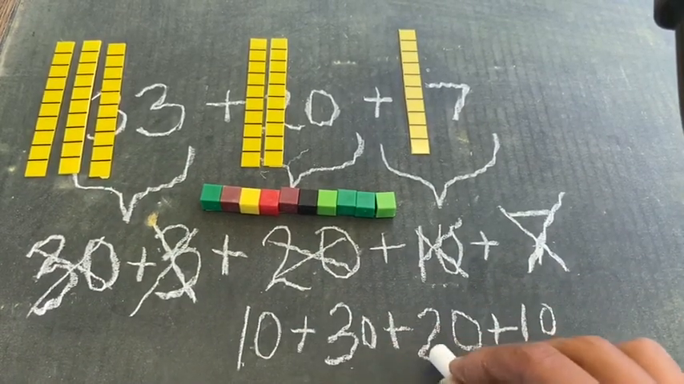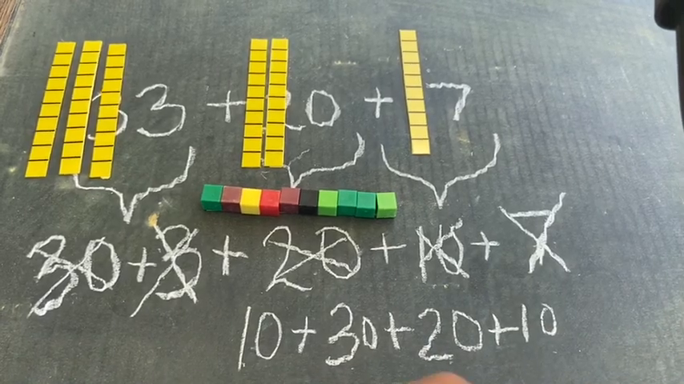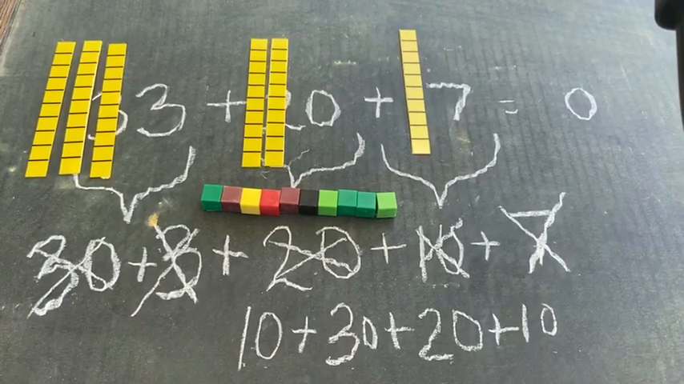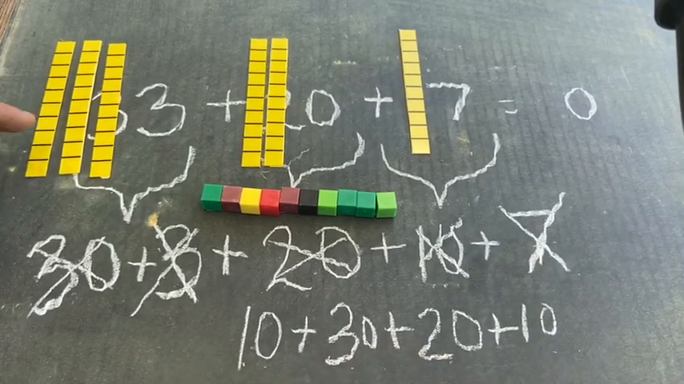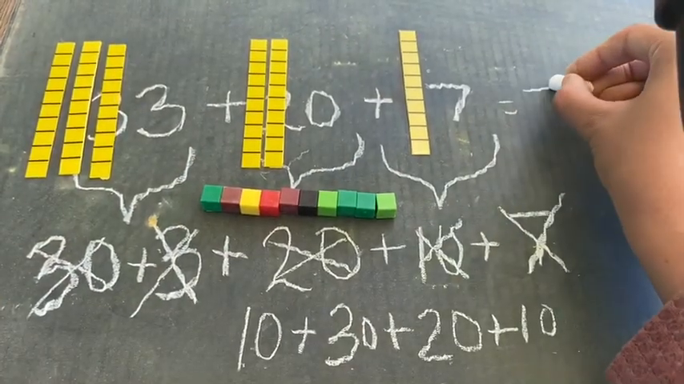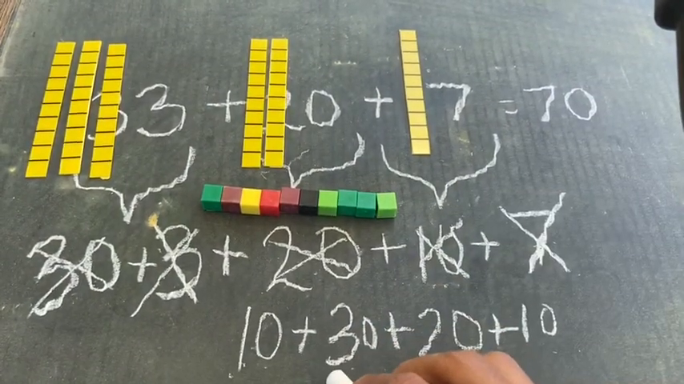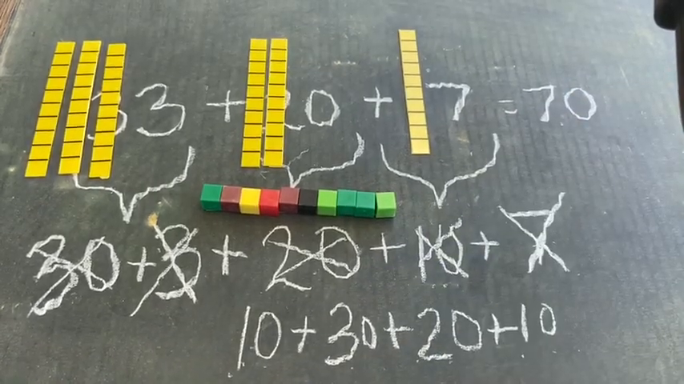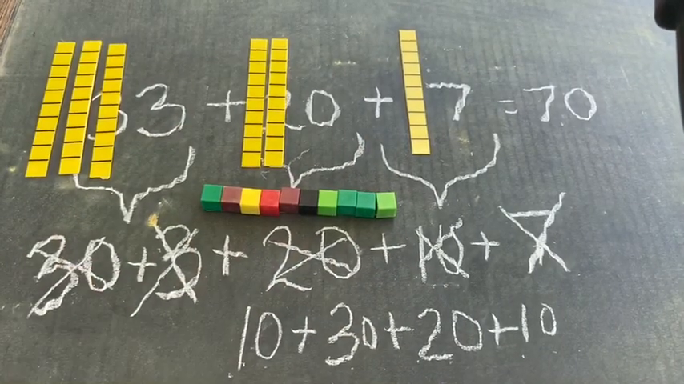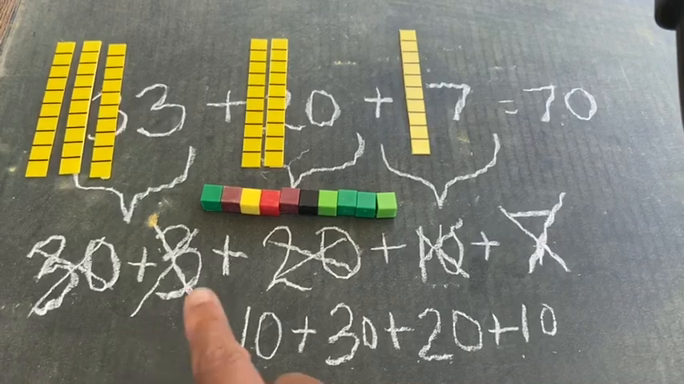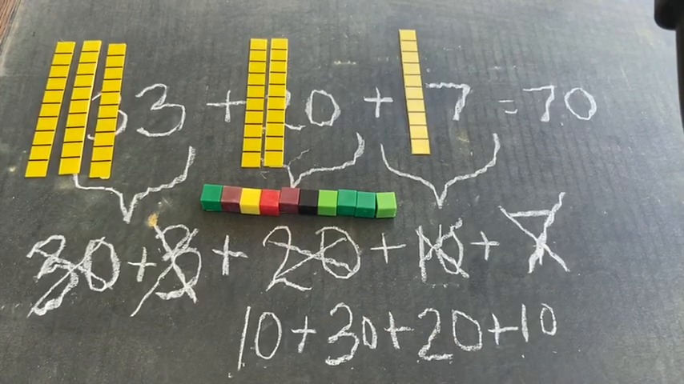10 plus 30 plus 20 plus 10. Well, all the ones are the same, so we know it's going to end in 0. Let's add the tens together. 1, 2, 3, 4, 5, 6, 7. 1 plus 3 is 4, plus 2 is 6, plus 1 is 7. 70. Looks complicated, but what we're doing is taking the ones, combining them into tens, and seeing what our answer is. We'll do another example together.